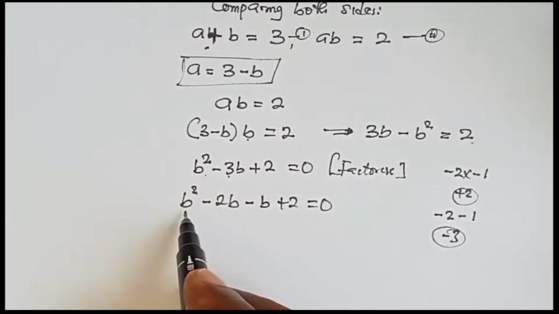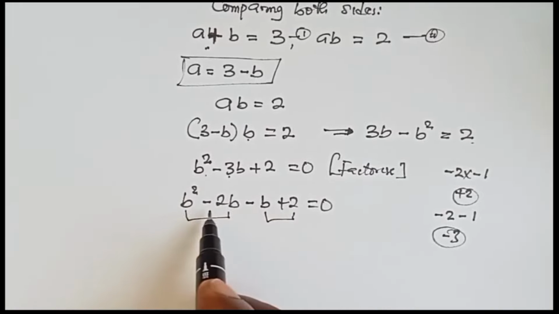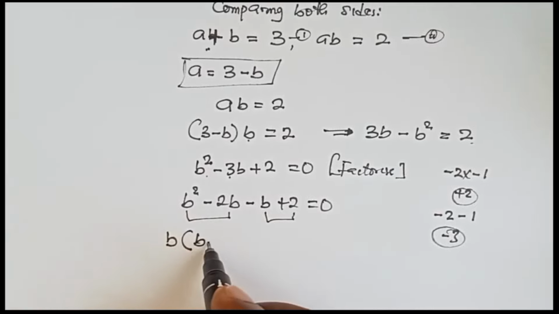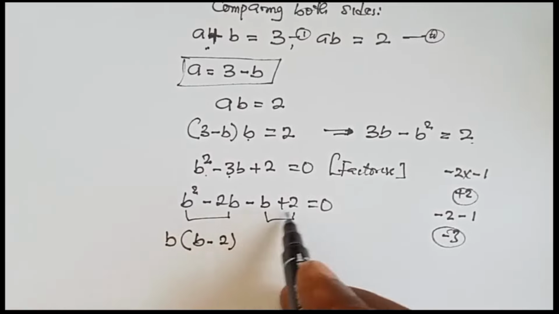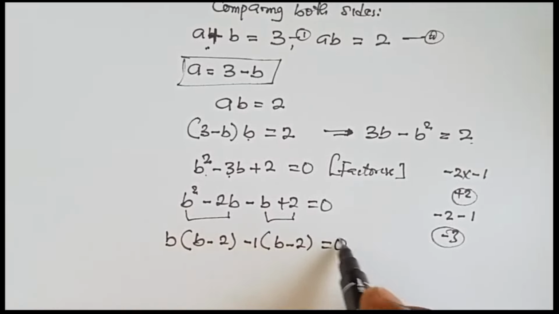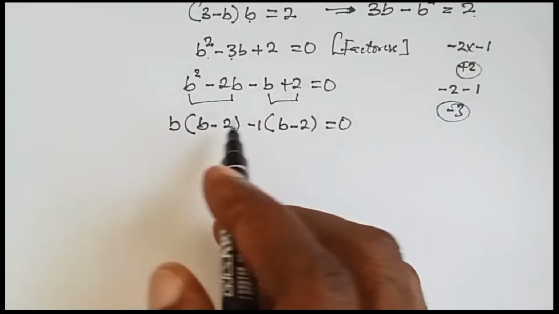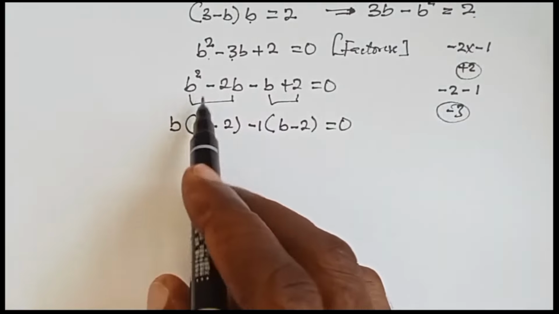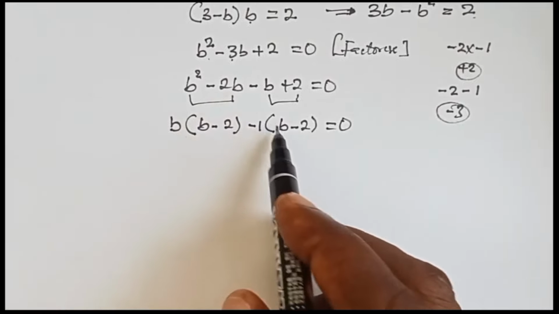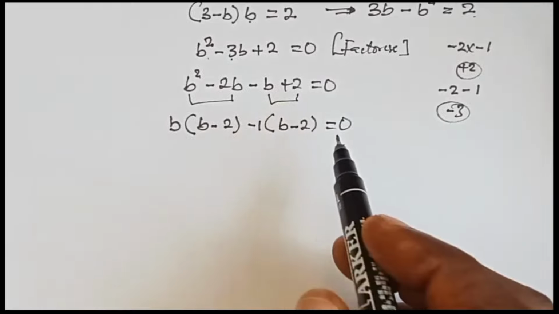Let's group them into two. We have the first group and we have the second group. For the first group, what is common? b is common. I have b here and 2 here. Minus 1 is common. b here, minus 2 here. Everything equals 0. By the time we expand, we're going to get this. b times b, b squared. b times minus 2, minus 2b. Minus 1 times b, minus b. Minus 1 times minus 2, plus 2 equals 0.